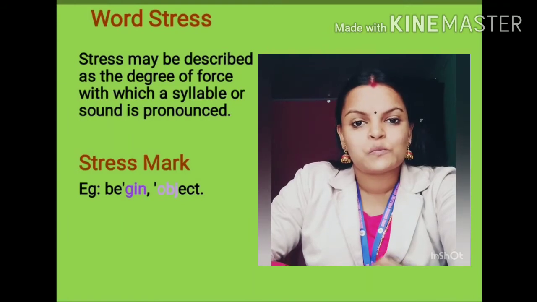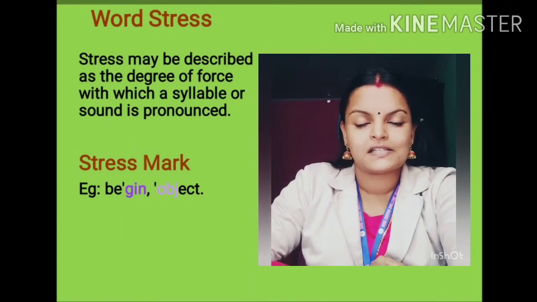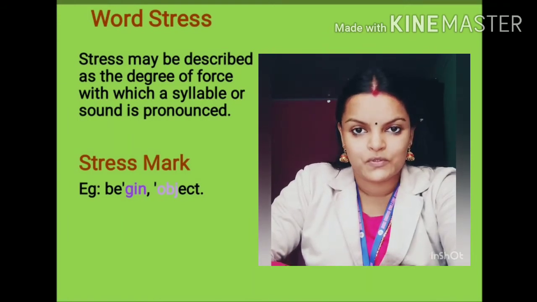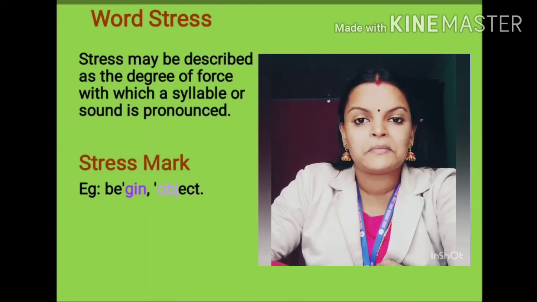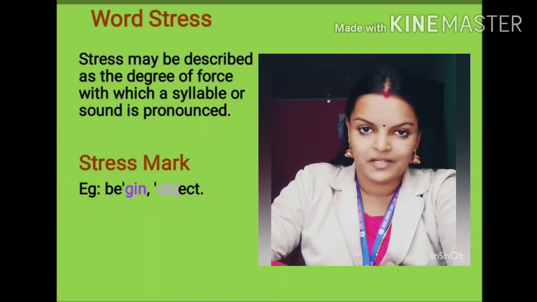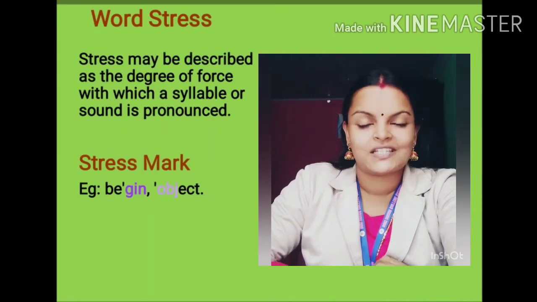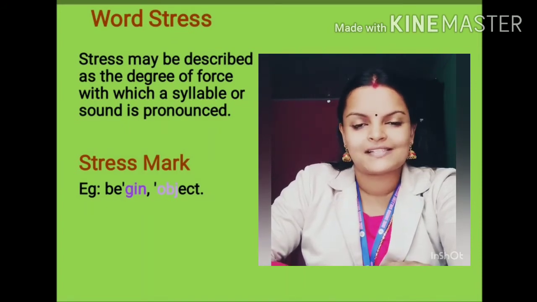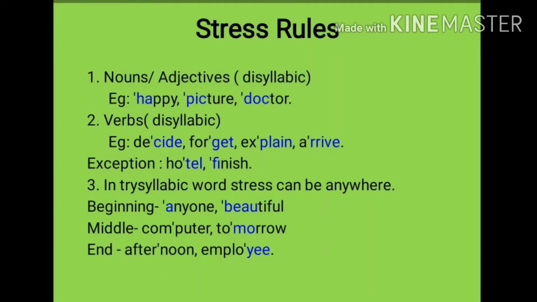We have a stress mark. It is a symbol that looks like an apostrophe, and it is placed immediately before the stressed syllable, as shown here. So this is the stress mark. Now let's check some stress rules. There are some rules in English for putting stress, but they don't cover everything.